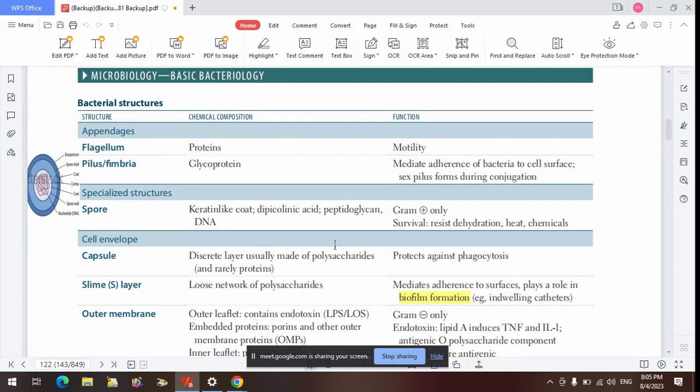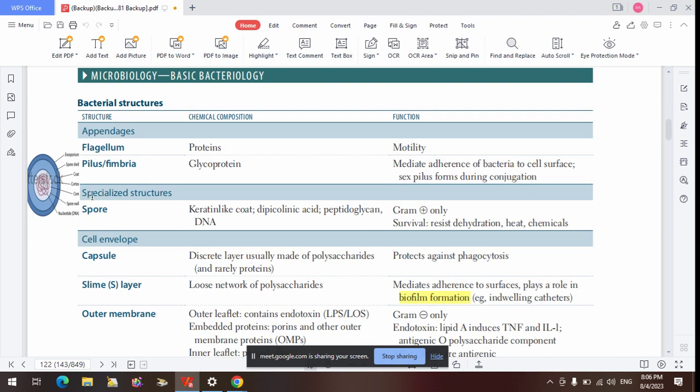From the word appendage, it means an additional structure, like an external structure that is attached to a particular cell. So it might be there, it might not be there, depending on the cell. Some cells have it, some cells don't have it. And what are the major appendages that we are concerned with? The flagellum, the pilus, and the fimbriae.